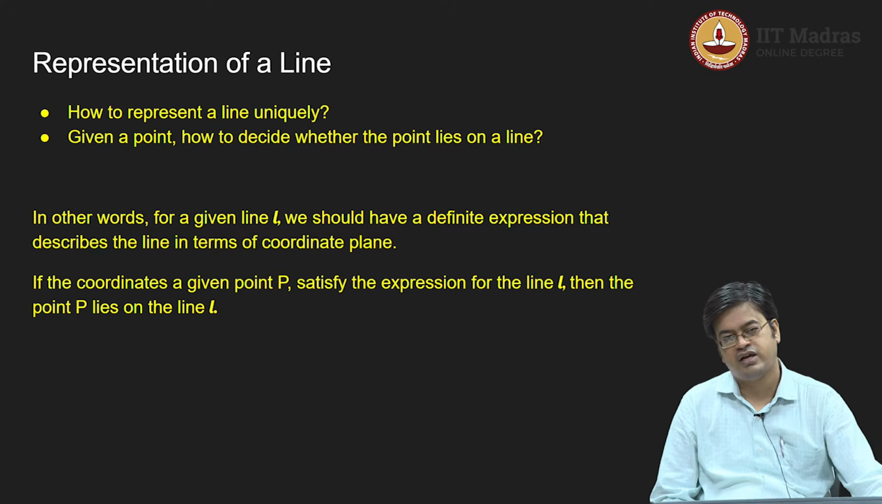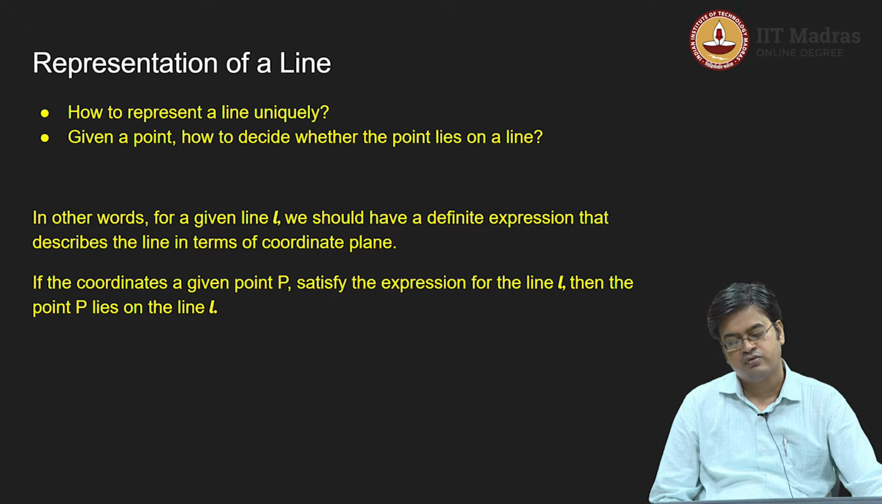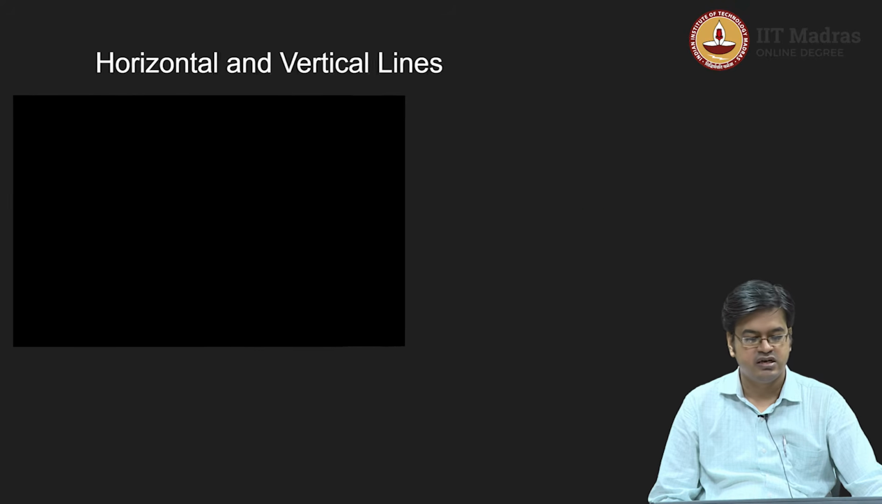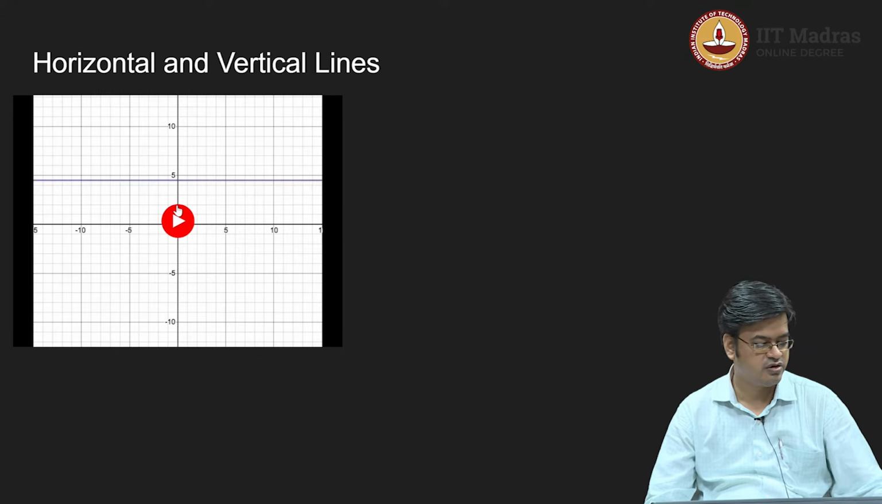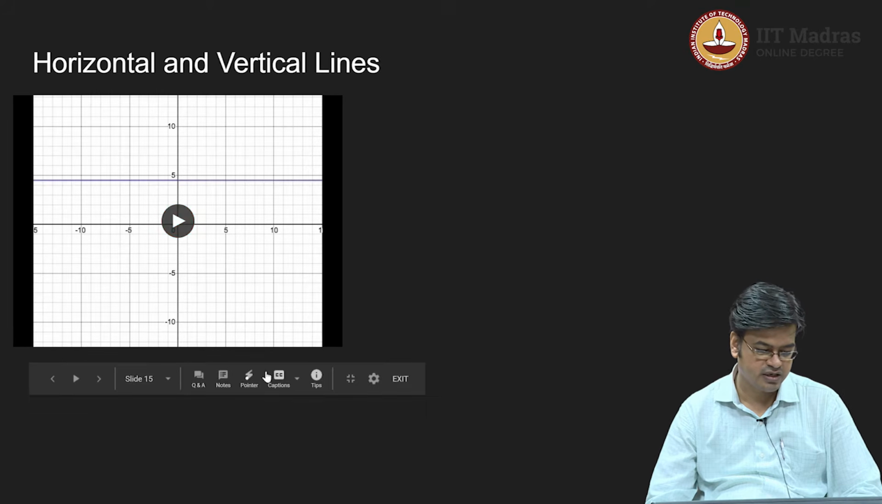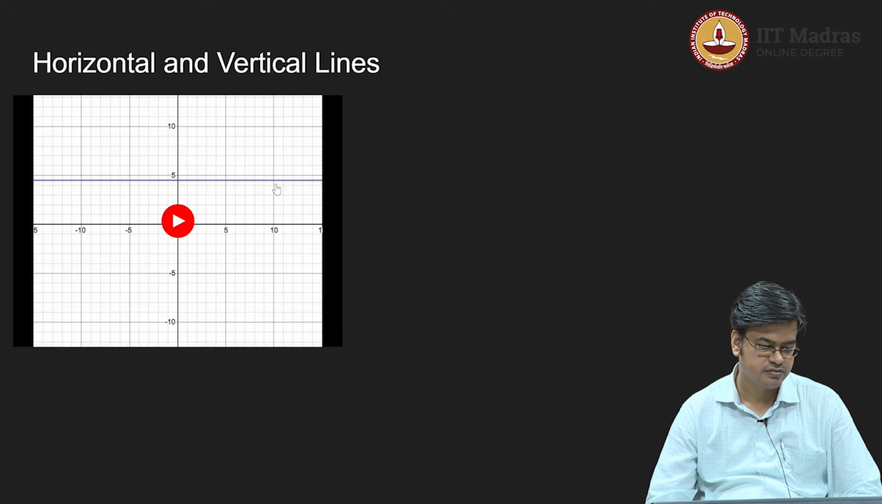Now what kind of lines have we seen so far? We have seen lines which are similar to the x-axis, and lines which are similar to the y-axis. Those are typically horizontal and vertical lines. Let us first understand what a horizontal line is. A line is said to be a horizontal line if it has this form.